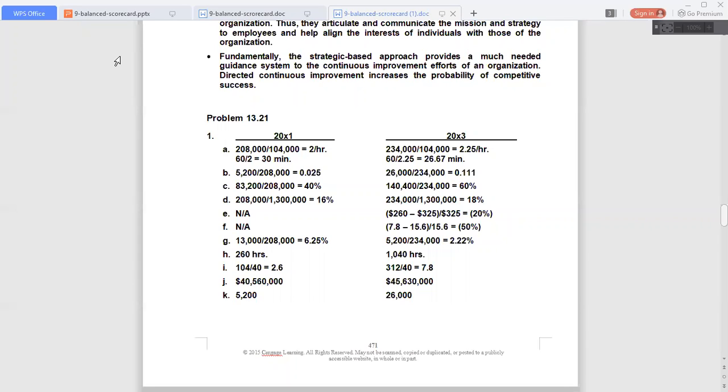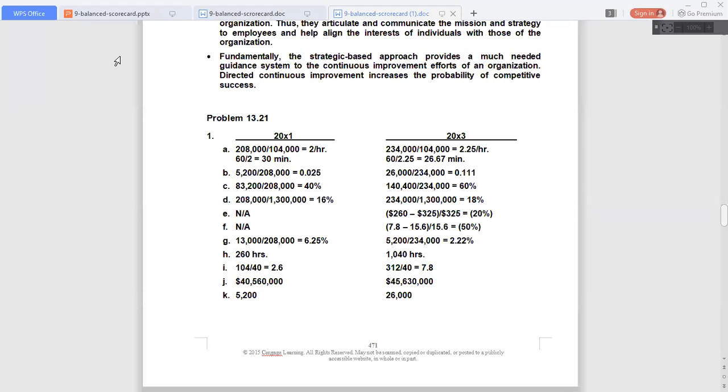Now in letter B, we have to determine the percentage of total revenue from new customers. Assume 1 unit per customer. So we now divide 5,200, that's the number of new customers, by 208,000, the actual production. So that is 0.025. Then in 20x3, we are now dividing 26,000 new customers by 234,000, the actual production. So you get 0.11 instead of 0.025.